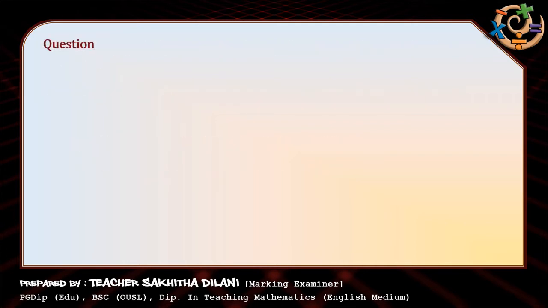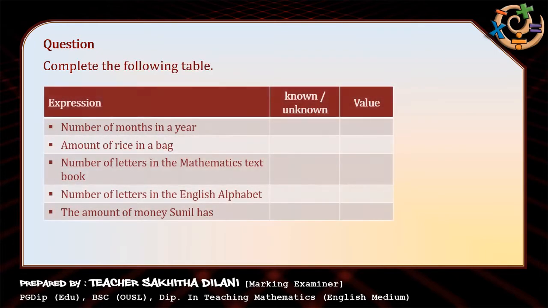Now you are given a question. Complete the following table. Here you are given some expressions and you have to write whether they are known terms or unknown terms. If it is a known term, you have to write its value. First one, number of months in a year. You know that it is a constant value and also it is known by us. Therefore, you can write it as a known term and its value is 12.